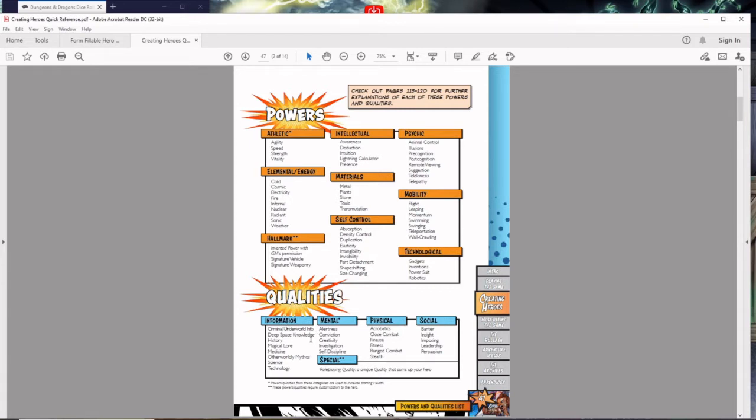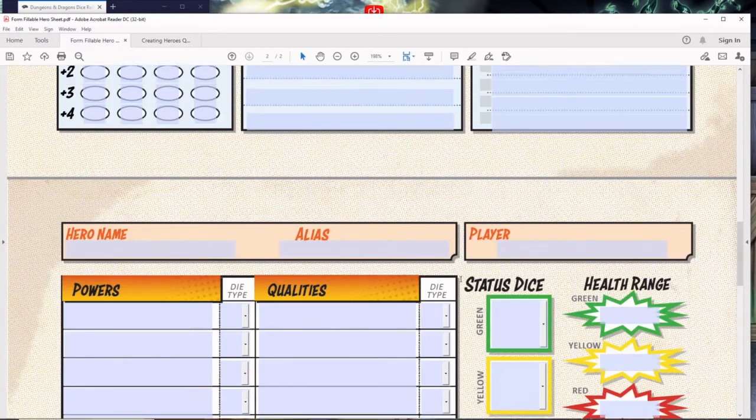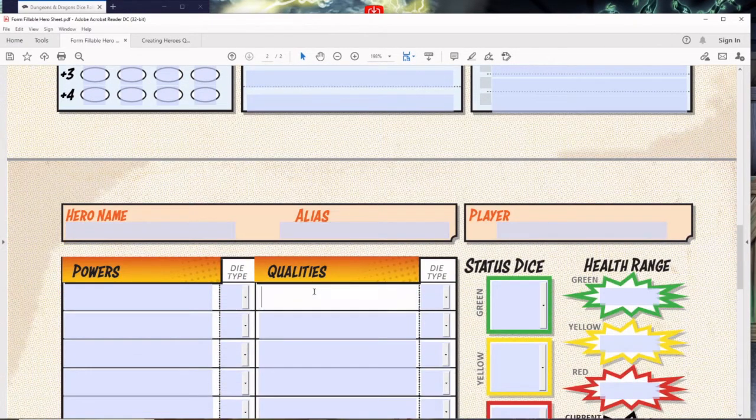I think I'll do insight and, otherworldly mythos. Nope. Let's try deep space knowledge. Insight and deep space knowledge. Now, something to consider. Where do I want... I think I'll put this at D10 and this at D8.